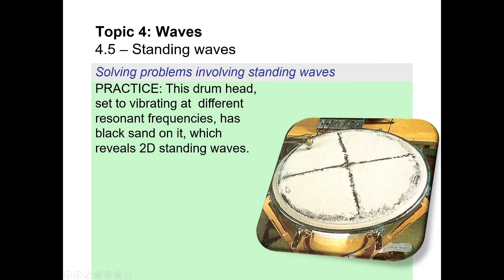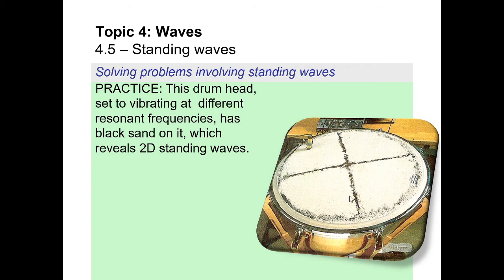So we have this drum head here, and underneath this drum head is a vibrating motor. And generally what's done is sand is sprinkled on top. So sometimes these boards are white and black sand is sprinkled on top. Sometimes the boards are black and white salt is sprinkled on top. Either way, if you watch the video that I have, it's going to show you a black surface with white salt on top. Same idea.